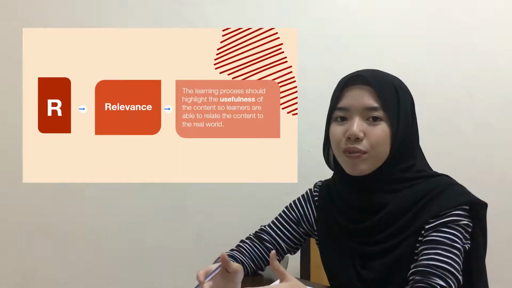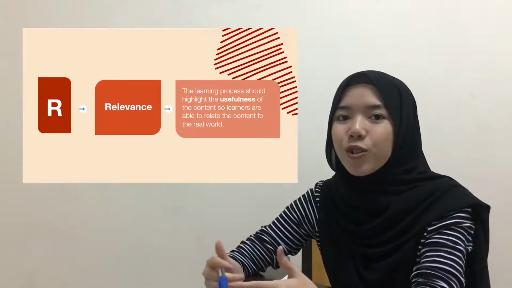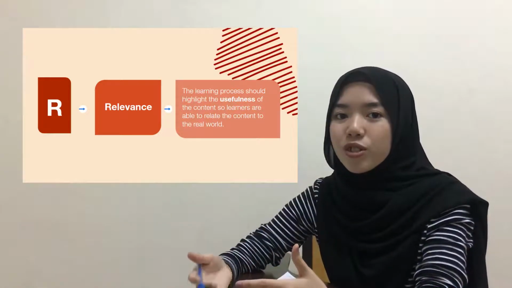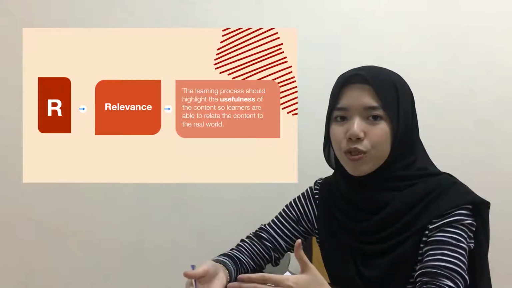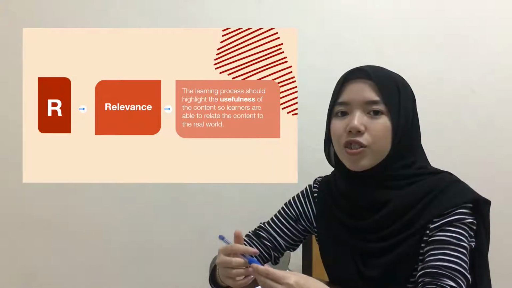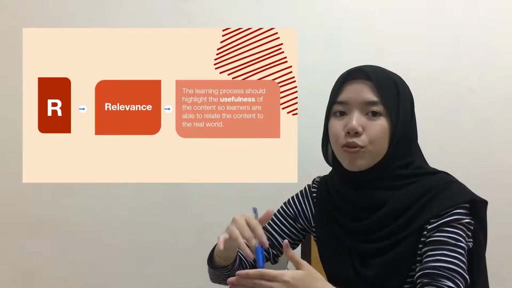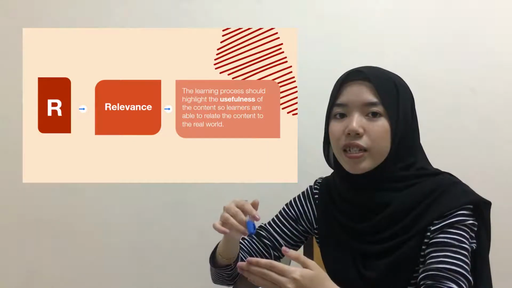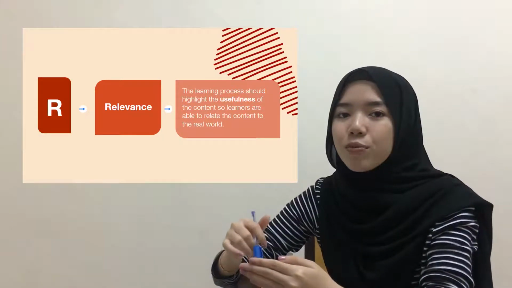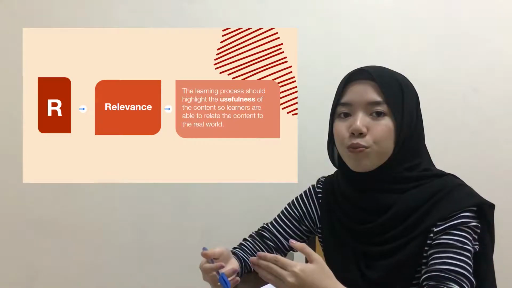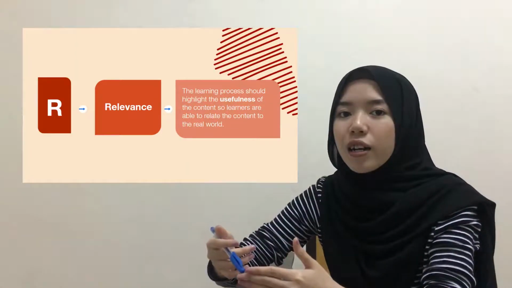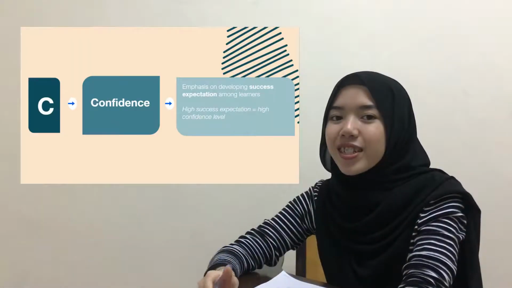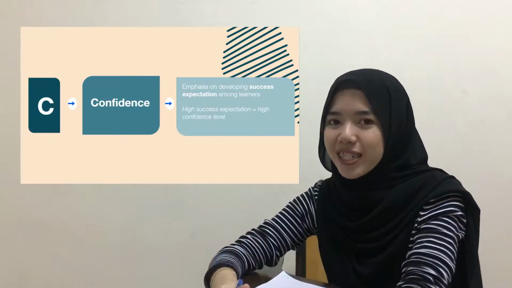So one of the examples of how teachers can apply this component is by letting the students know the relevance of the subject. For example, teachers can inform the students of how the subject can help them in the future. Like if they are learning a science subject, the subject somehow can help them if they want to be a scientist or have any ambition.